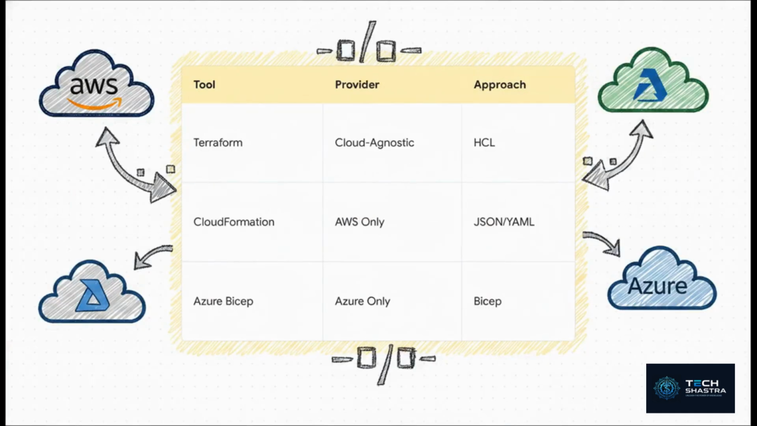It's also really good to know where Terraform fits into the bigger picture. I mean, sure, AWS has its own tool called CloudFormation, and Azure has Bicep, but Terraform's superpower is that it's cloud agnostic. What does that mean? It means it doesn't care which cloud you're using. You learn one language, one workflow, and you can use it to manage stuff on AWS, Azure, Google Cloud, you name it. That's why companies that use more than one cloud absolutely love it.